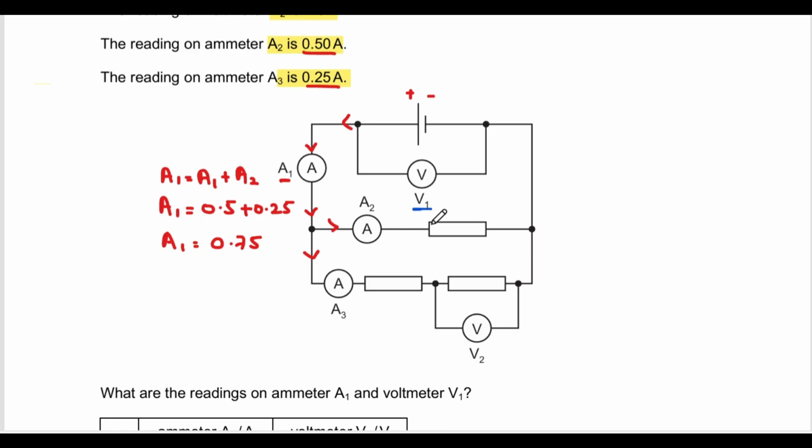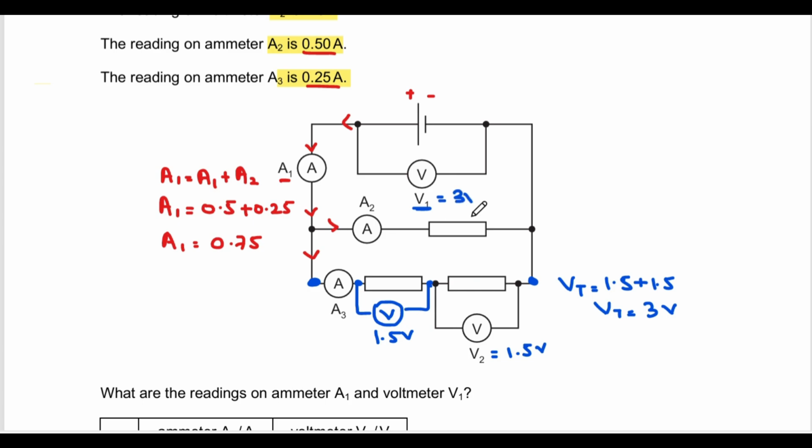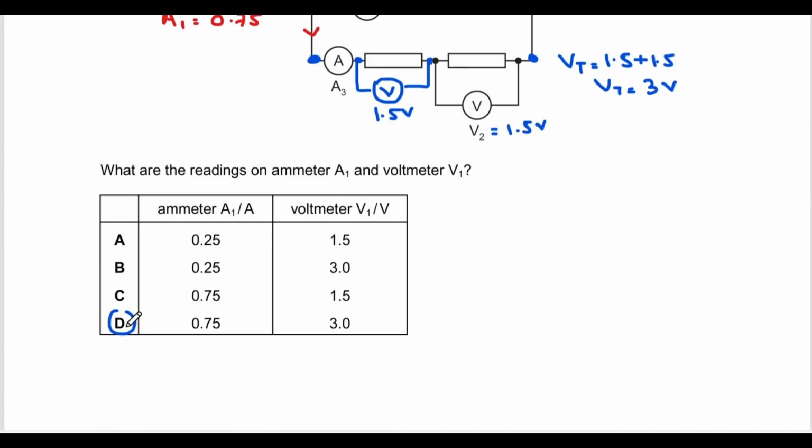Now, what is the voltage V1? You know, the voltage across the voltmeter V2 is 1.5 volts, and the other resistor which is connected beside it is identical to it, so its voltage would also be 1.5 volts. As they both are in series, their combined voltage Vt would be 1.5 plus 1.5, which is 3 volts. So the combined voltage across this junction is 3 volts, and as this is parallel, the voltage would be the same as supplied by the battery. That means V1 would also be 3 volts. So answer D is correct, in which current is 0.75 and the voltage is 3.